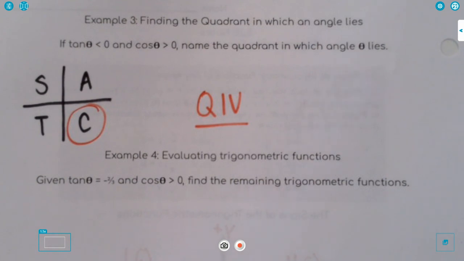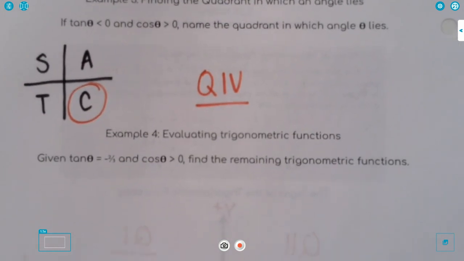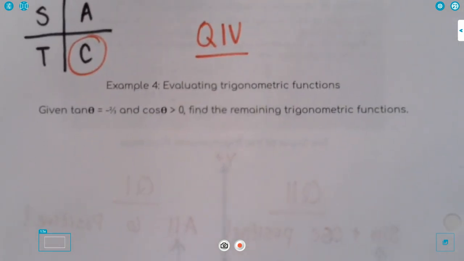Yeah, so tangent's negative, cosine's positive. So then you say, okay, it has to be quadrant 4, because that's the place where cosine is positive, but tangent is negative. Then the other thing that we are going to do is have you evaluate the other trig functions based on giving you one trig function, and then some of them tell you what quadrant it's in, some of them tell you another fact.